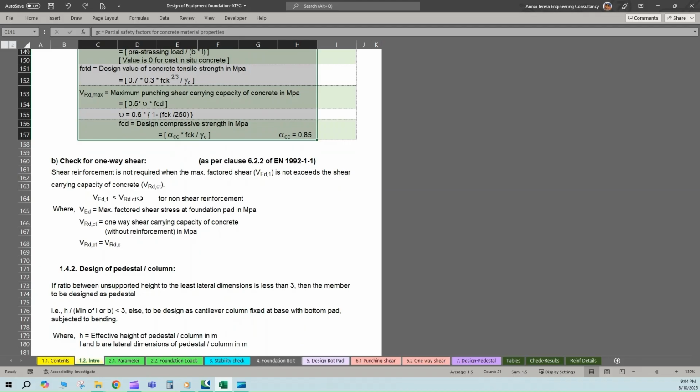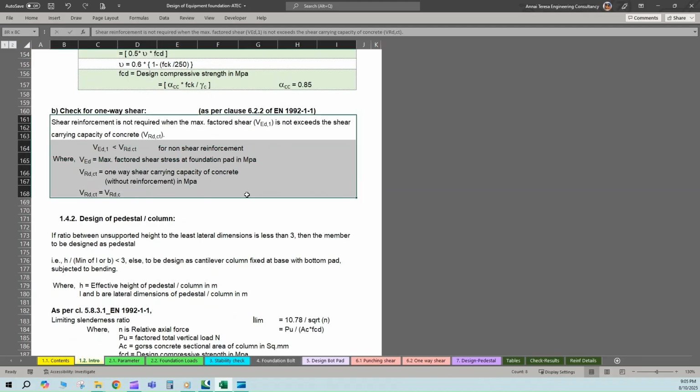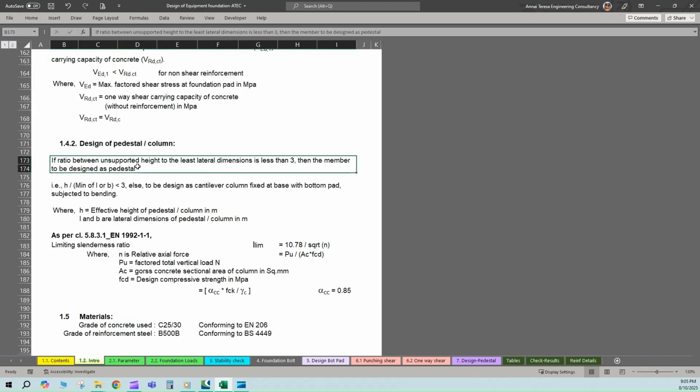Next one is a check for one-way shear. So this also we need to check according to the base slab foundation requirement, whether the thickness is sufficient to hold the one-way shear. And the final one is the design of a pedestal or column. So this slenderness ratio we need to check. Based upon that, there is an equation in clause 5.8.3.1 of EN 1992.